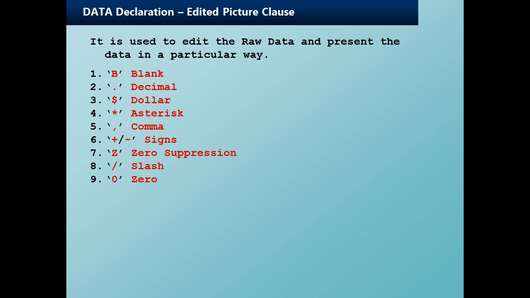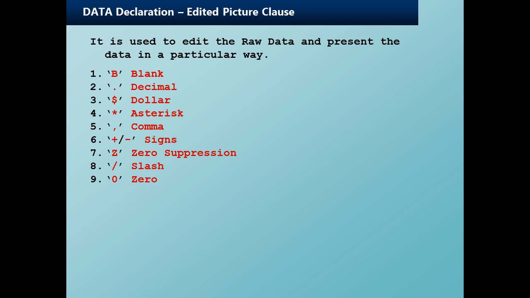Then zero suppression. For example, when you are displaying PIC 9 of 5 whose value is 123, it will display as 00123, because it is occupying 5 bytes, so it will pad zeros in front of the remaining digits. So the value doesn't change, only while displaying it will show as 00123.